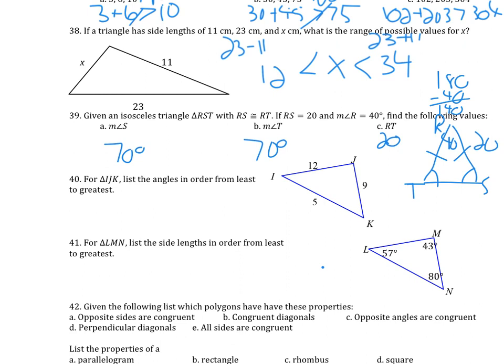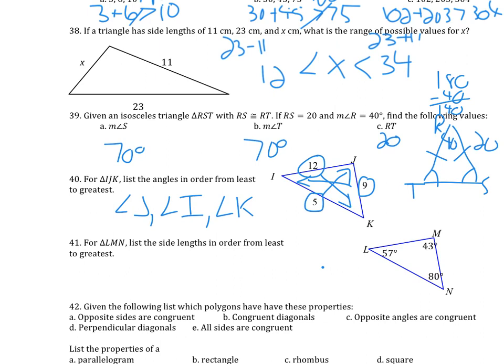List the angles in order from least to greatest. Remember, the smallest angle is across from the smallest side. So the smallest side here is 5. The angle across from 5 is J. So we have angle J. Next in line is 9. The angle opposite 9 is angle I. And that leaves us with angle K as our last one. 12 is our largest side, and that is opposite of K.